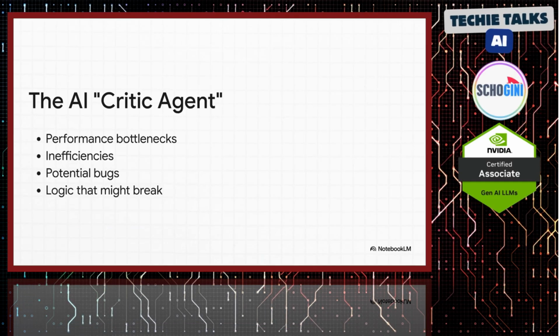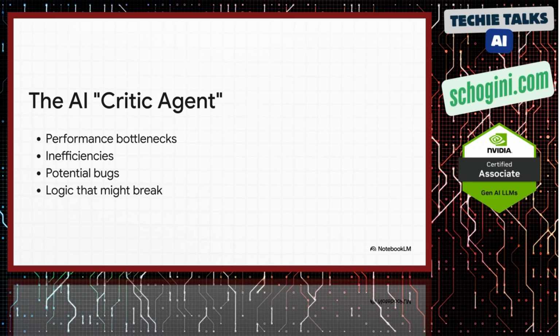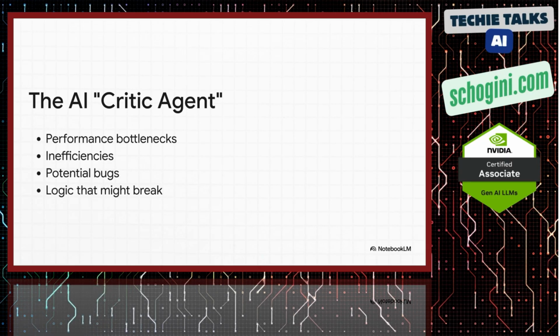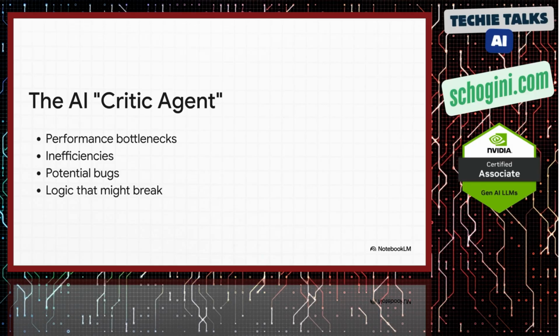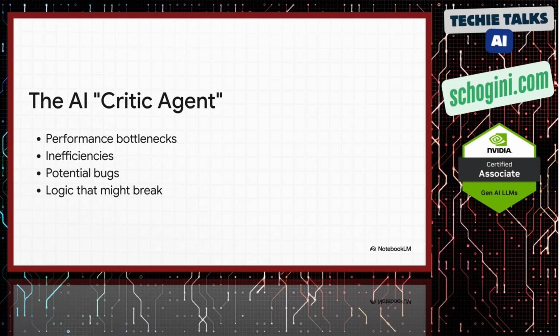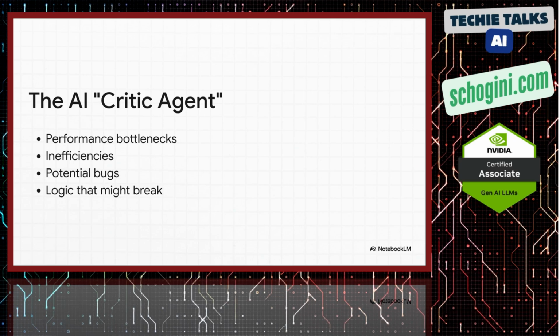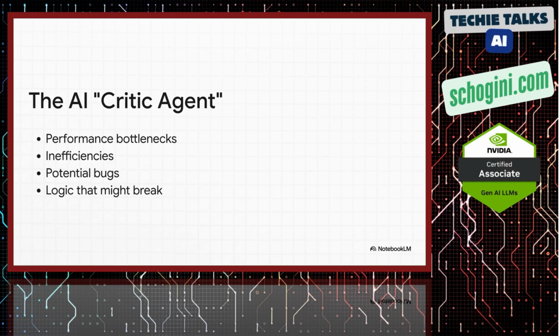And this Critic Agent goes way beyond just spotting typos. It's trained to think like a senior engineer. It's hunting for performance bottlenecks, inefficient code, and potential bugs. It'll even flag logic that seems fine now, but might totally break under some weird edge case later on. This is not spell check for your code. It's proactive, serious quality control.